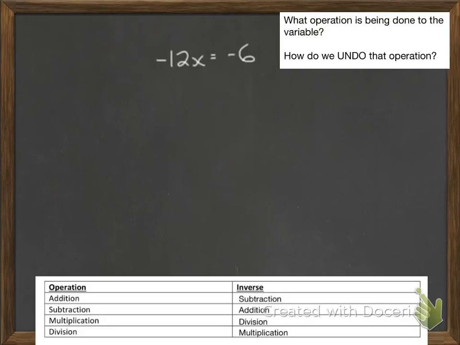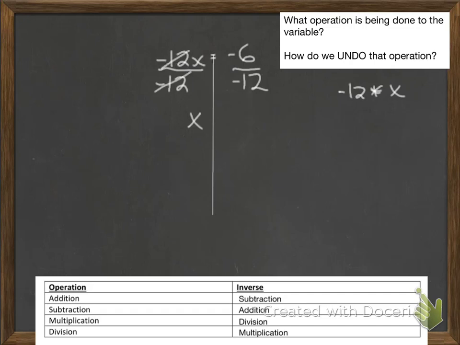What about this problem here? We have negative 12x equals negative 6. Again, what is being done to our variable? Negative 12x means negative 12 times x. How do we undo multiplication? Again, we divide. So we are going to have to divide both sides by negative 12. And you can always draw that vertical line so that you keep the two sides straight.